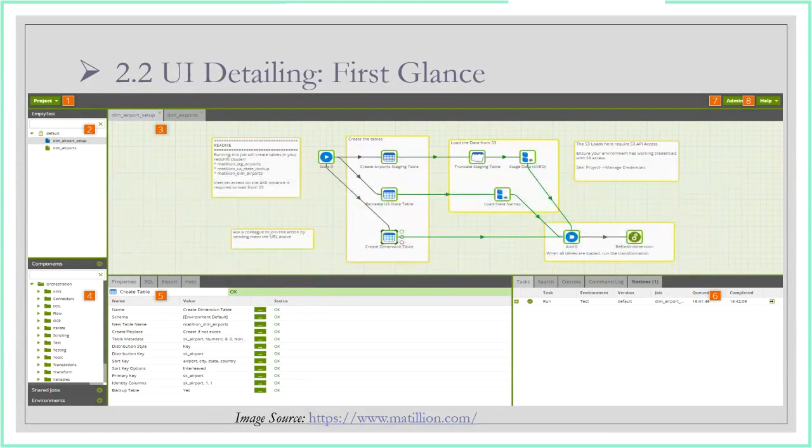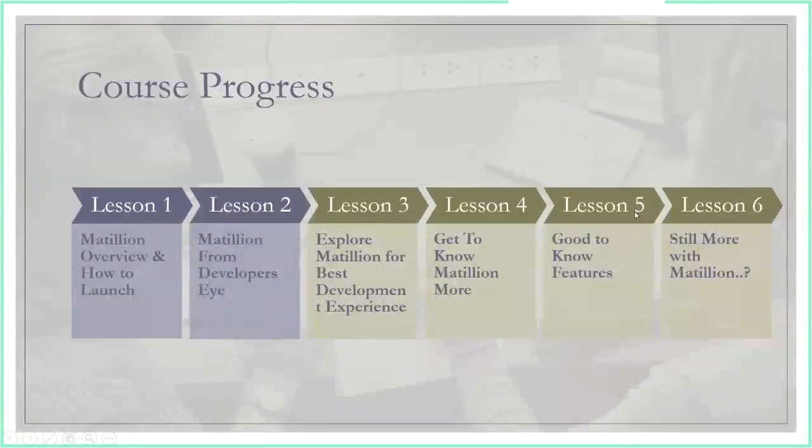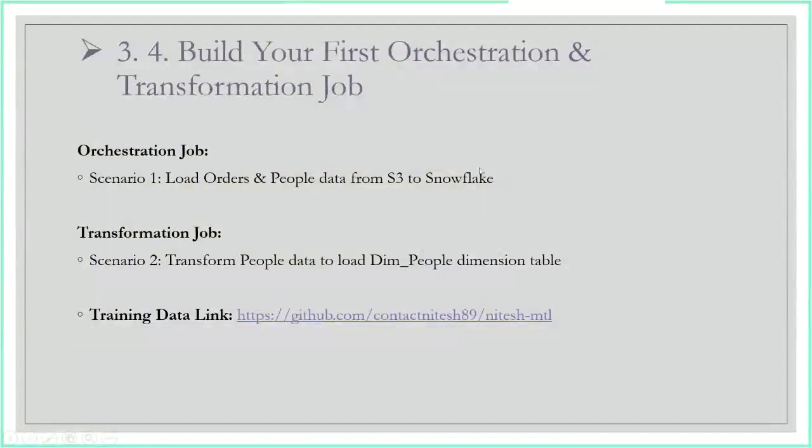Now what we'll do, we'll build our first job in Matillion. Maybe you can note it down. In Matillion, we have two types of jobs. One is an orchestration job and another is a transformation job. The way in Informatica we have mappings and workflows, the same way here we have orchestration jobs and transformation jobs. So you can relate the mapping to the transformation job and workflows to the orchestration job.